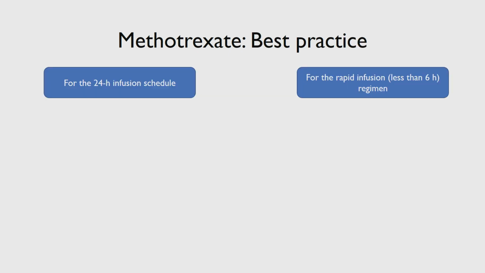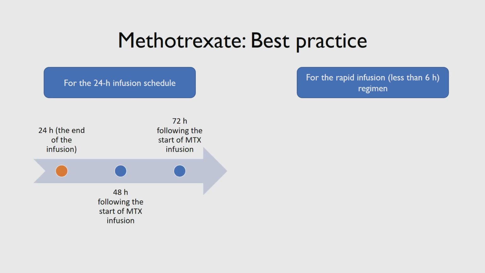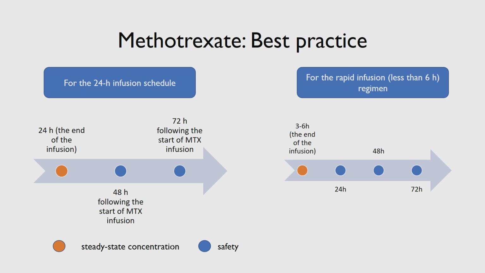So the best practice for methotrexate depends upon the infusion schedule. We have a 24-hour infusion schedule, and we have a rapid infusion schedule, which is less than 6 hours. For a 24-hour infusion schedule, the sample should be taken at 24 hours or at the end of infusion, followed by a sample at 48 hours and at 72 hours. The first sample would help us to assess the steady state concentration of the drug, and the second sample would help us to understand the toxicity of the drug.